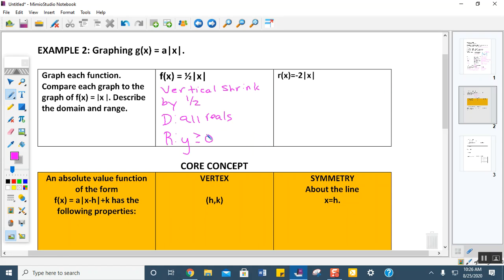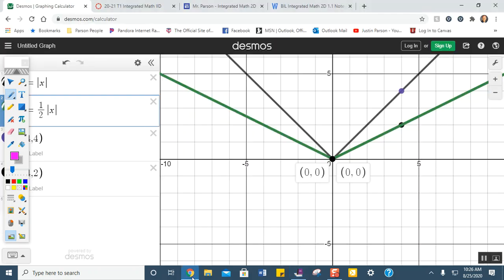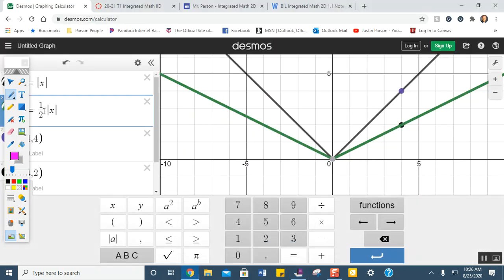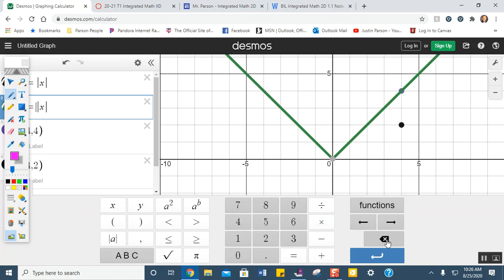Now this next one, r of x equals negative 2 times the absolute value of x. Nothing really difficult here. If 1/2 is a vertical shrink, something between 0 and 1 is a shrink, then something greater than 1 is going to be a vertical stretch. It's going to pull points away from the x-axis. I think you'll see that over time, the more experience you have with decimals. But if I go in here and type in y equals negative 2 absolute value of x, you can see two things that have happened.